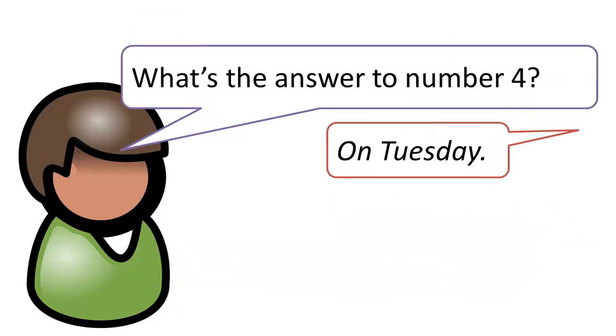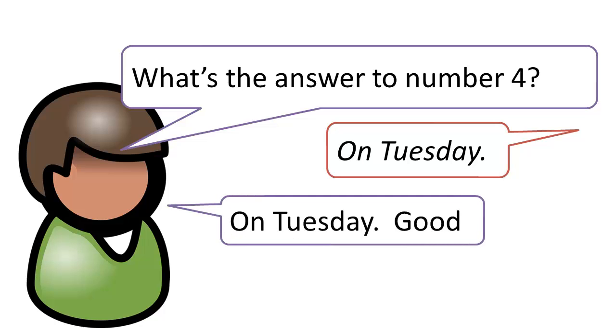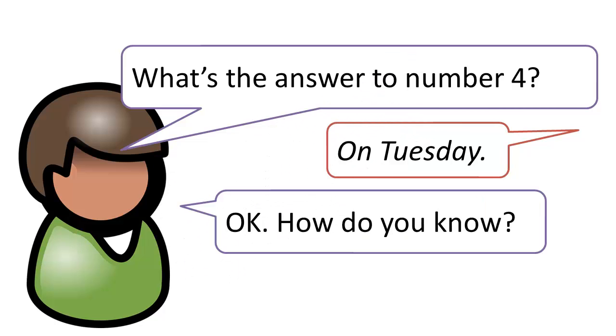So if you've got this kind of thing, what's the answer number 4 on Tuesday? And the teacher says, good, IRF. Or the teacher says, on Tuesday, teacher echo, good, IRF. This is not necessarily the best way to go about things, but better might be something like this. Okay, you get the answer. How do you know? So that we've got a bit more interaction from this answer.